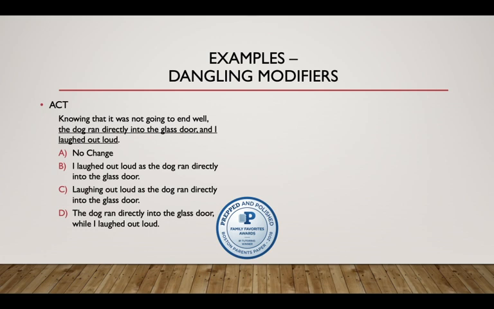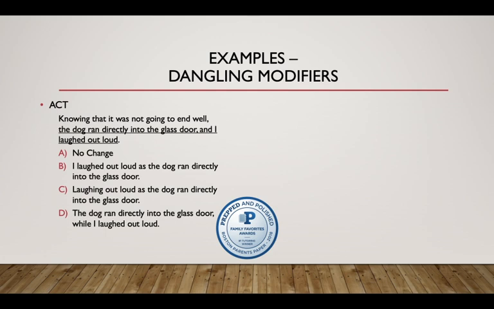So how do I make the choice? Well, look at the beginning: knowing that it was not going to end well. Who or what is knowing that it's not going to end well? Well, based on no change, it suggests that the dog knew it was not going to end well. Why would the dog run directly into the glass door then?